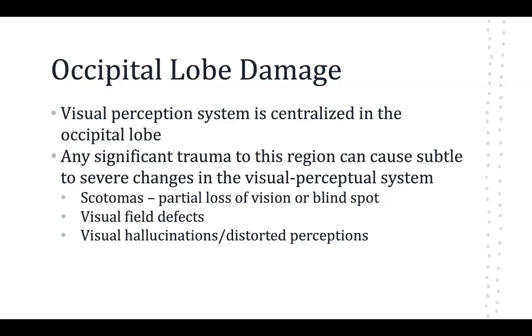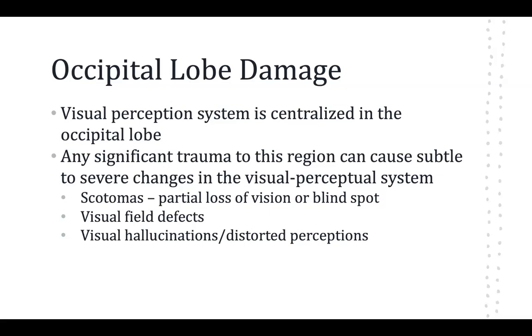So the first one is scotomas, which is partial loss of vision or a blind spot. This would mean that when somebody is looking, they have basically a black part, or a loss of vision in a certain part of their eye. So when they're looking, part of their vision is blocked. Similar to how in cars you have blind spots where you can't see other cars, but this is within somebody's normal vision, where they're unable to see certain things.